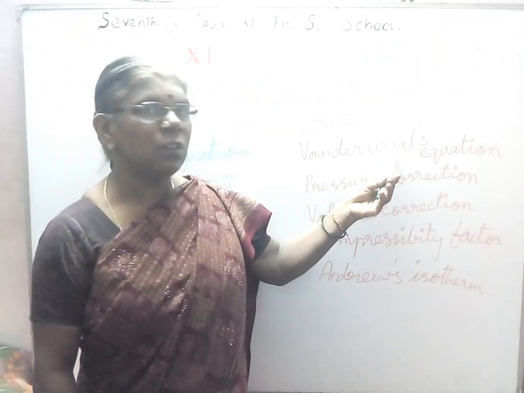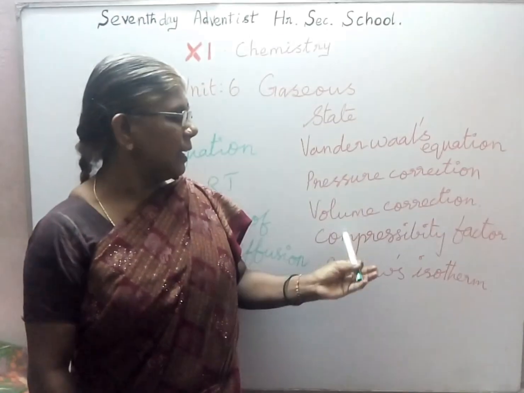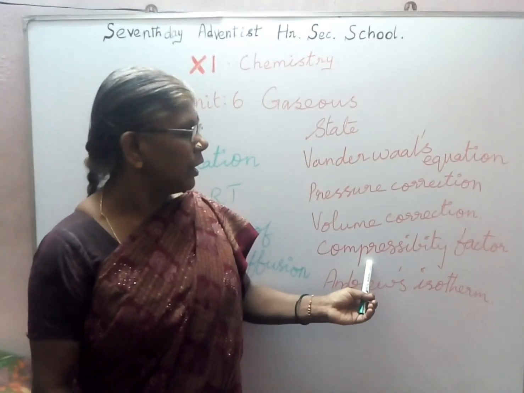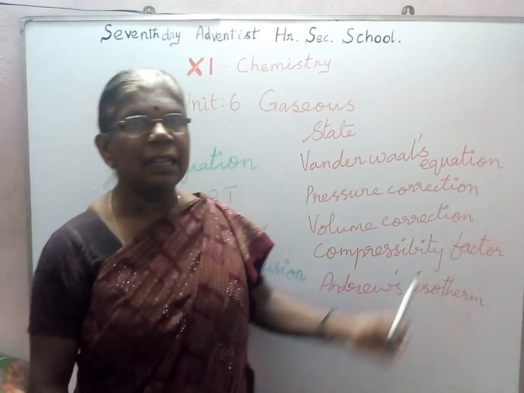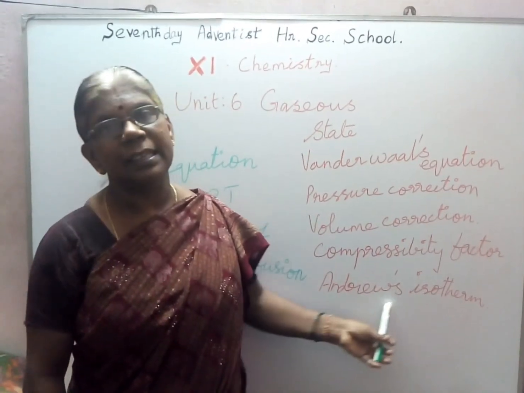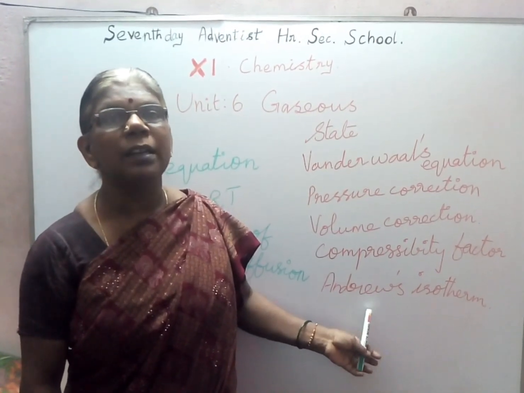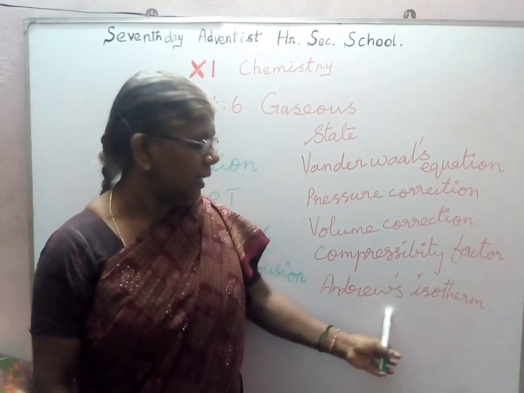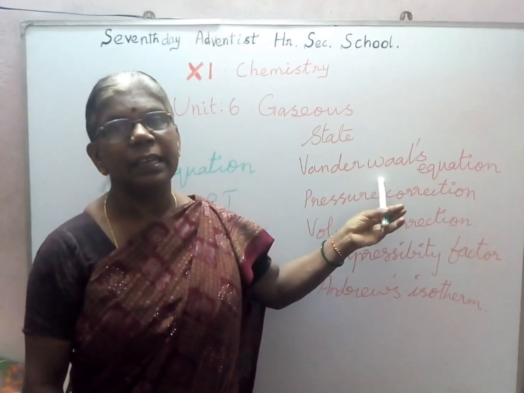Before going to the van der Waals equation, he gave a correction in the pressure of the gas, and a correction in the volume of the gases, as well as one ratio, PV by nRT, that is called the compressibility factor. Then after that, we are going to see the Andrews isotherm, that is, at which temperature the gases are liquefied and what conditions are needed for that, by means of the graph given under Andrews isotherm. Now we are going to see the van der Waals equation in detail.